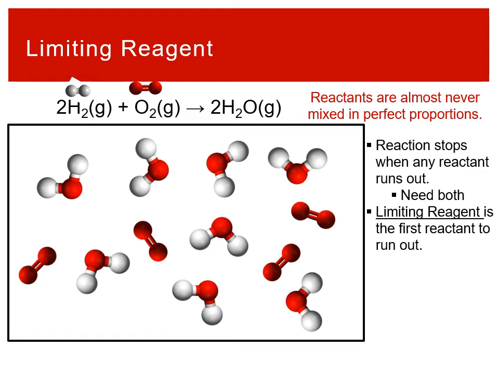Eventually, one of them runs out. You need both reactants to make this reaction happen. Just like you can't make sandwiches without cheese, you can't have this reaction occur if you don't have both hydrogen and oxygen present at the ratios defined by the balanced chemical equation. So the limiting reagent is the reactant that runs out first. Reagent is just a fancy old-timey word for reactant. So it just means reactant in this context.